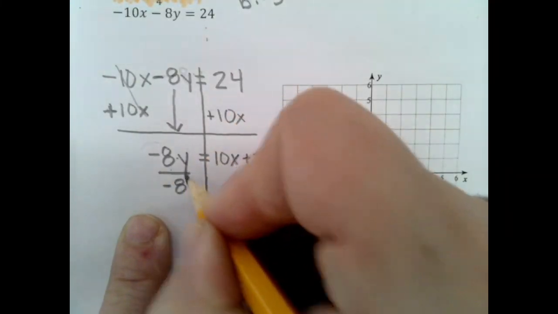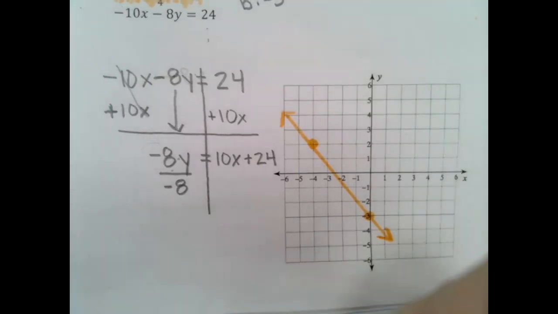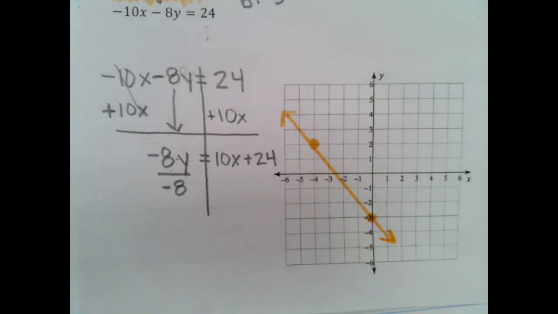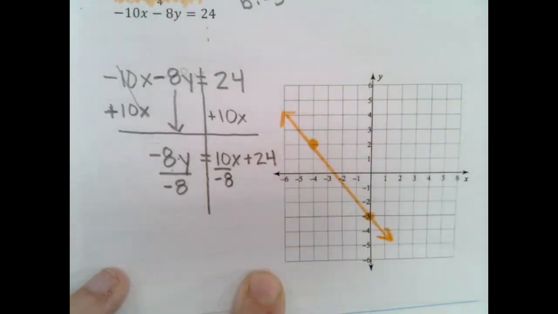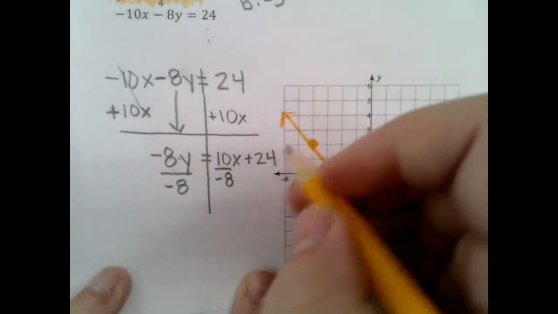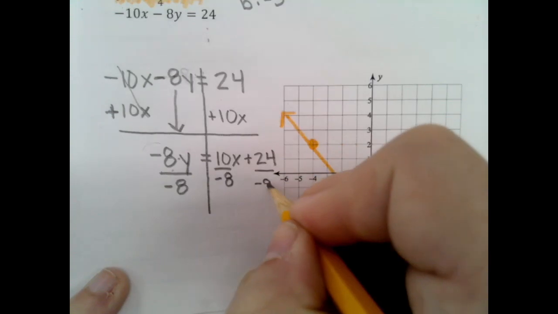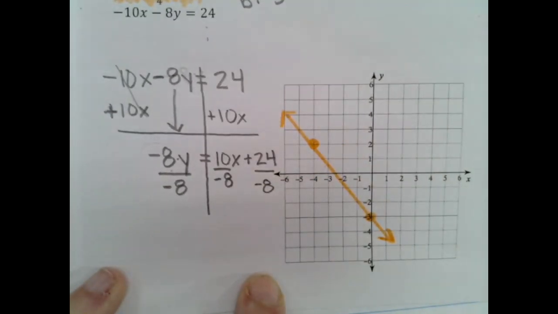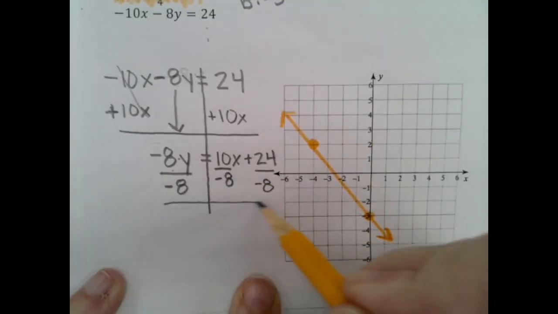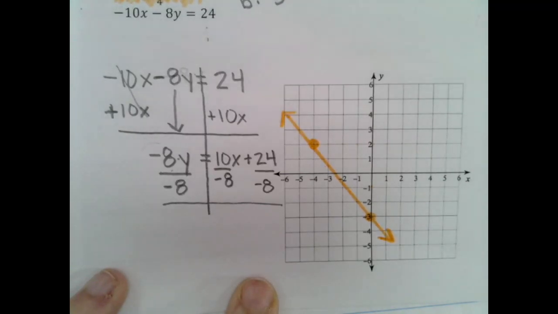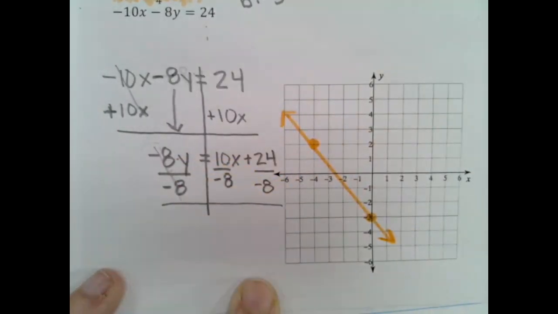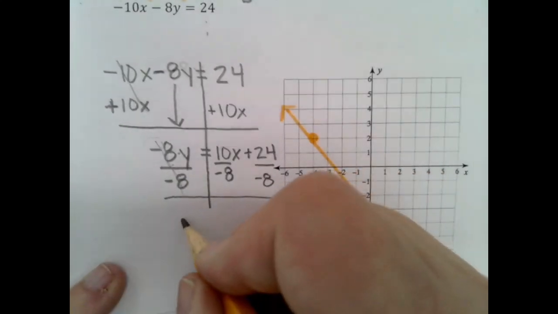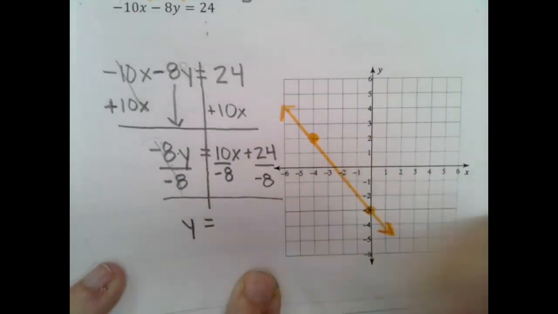I'm going to use that fraction line for dividing. And when we divide, we have to divide every part. So I'm going to divide 10 by negative 8, and I'm going to divide 24 by negative 8. So now because I divided by negative 8, that undoes that. That's 1. And 1y is just y equals.